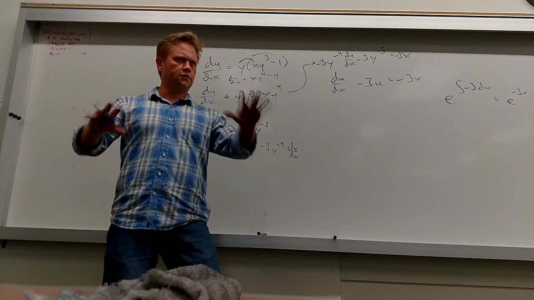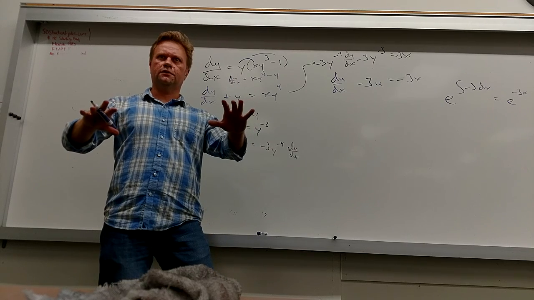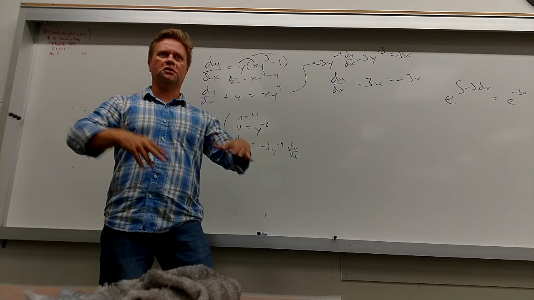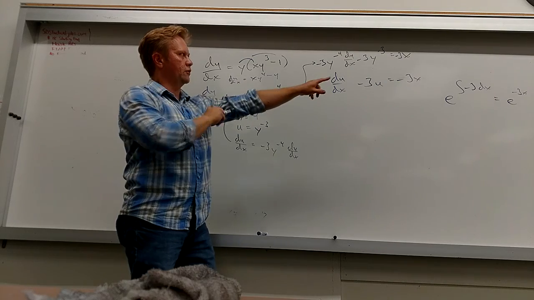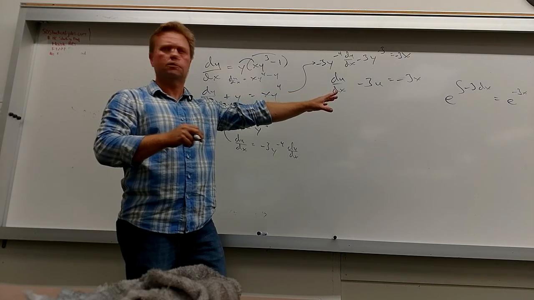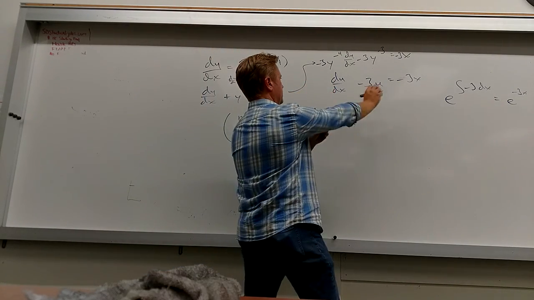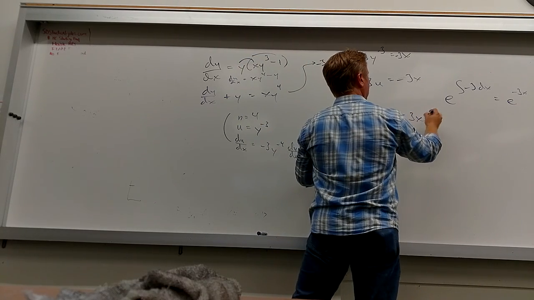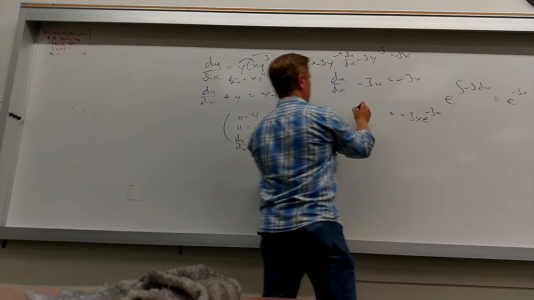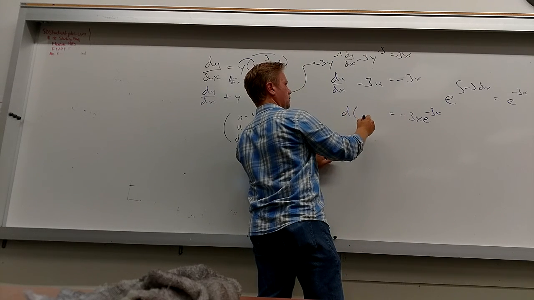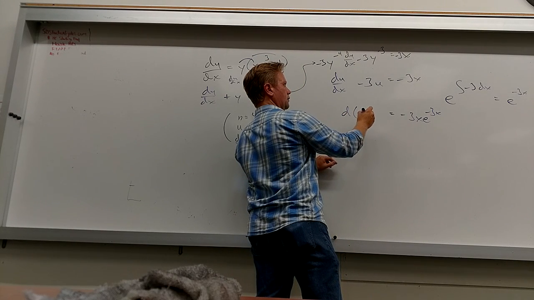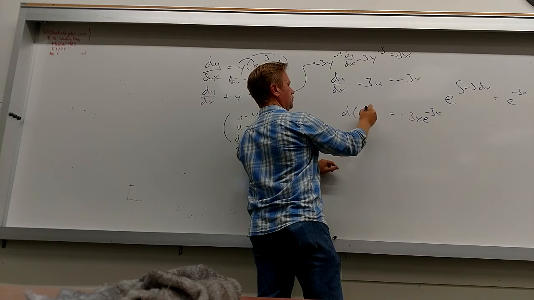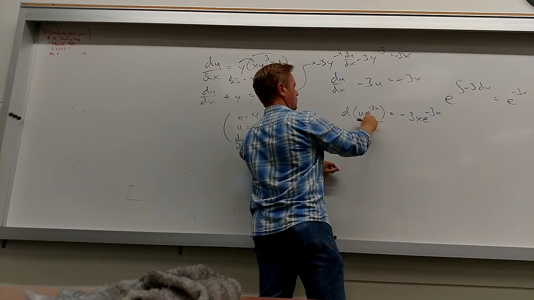Did everybody get e to the negative 3x there? Is that right? So then you multiply. Let's see if we just skip to it. If you multiply both sides by e to the negative 3x, this side becomes d of u e to the negative 3x.